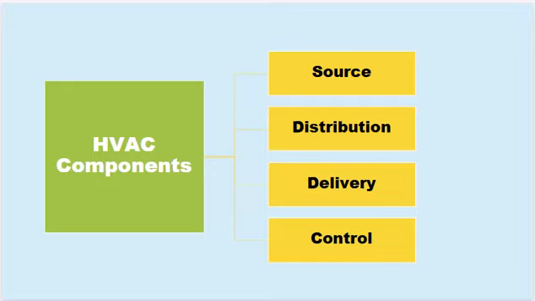Finally, control keeps everything running efficiently. Thermostats monitor and adjust temperature, sensors track humidity and air quality, and control panels manage the system automatically. So, these four components: source, distribution, delivery, and control work together to create comfortable, clean, and energy-efficient indoor spaces.